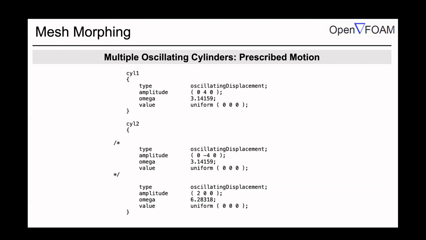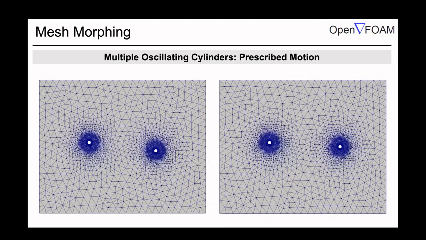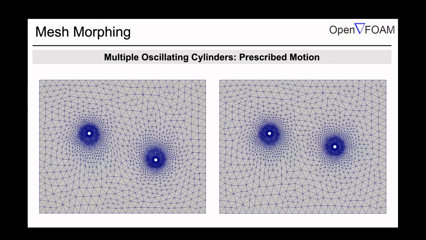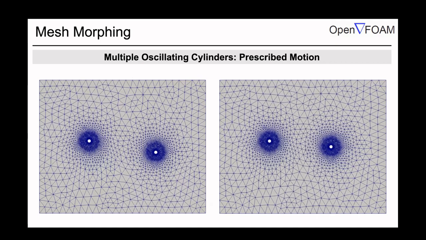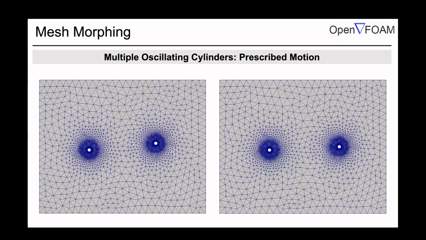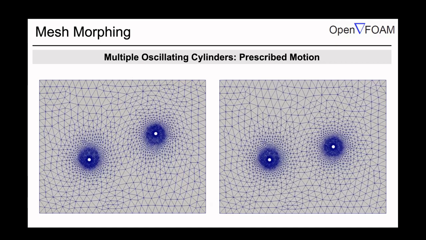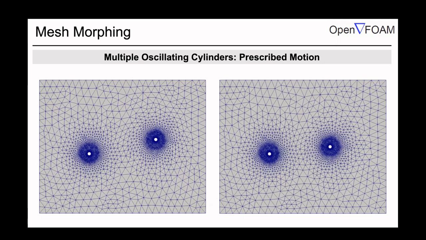You can see that for cylinder 1, I am giving the dynamic mesh oscillating displacement 0 4 0, and for cylinder 2, I am using 2 0 0, with two different frequencies. One is going up and down, one is going horizontally, just to make it visible. These are two different scenarios. You can see how it is working. In the first case, both are going up and down in phase. In the second case, one is going up and down, another is going horizontally. So you can also do this.